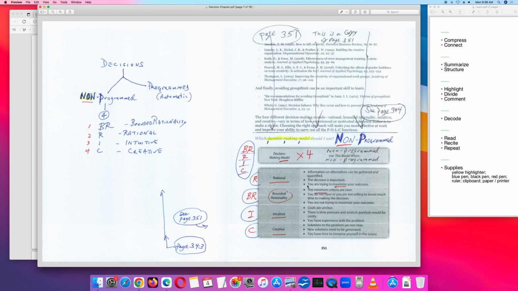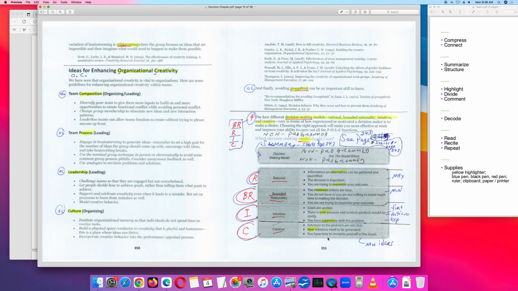Going back to the diagram here, 343: decisions, non-programmed, four models, BRICK. And this is the diagram, which I think should have been at the beginning. So I put some extra emphasis on this particular table. It talks about decision making, non-programmed, BRICK, bounded rationality, rational, intuitive, and creative. Looking at this table, having read through the material, I try to highlight the keywords.